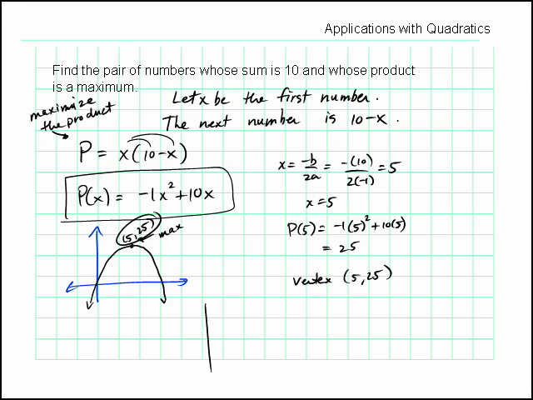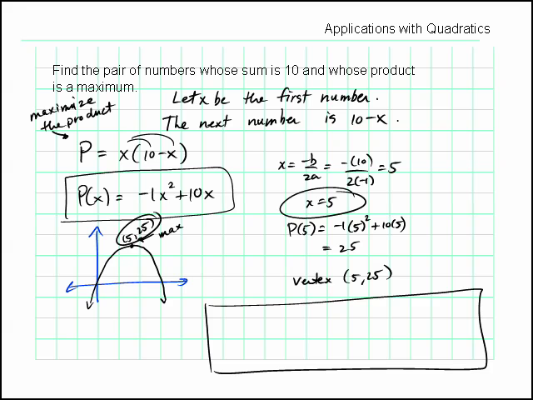Okay, and so we have the answer to our problem already. It says find the pair of numbers. Well, the first number is x equals 5. Now, if the first number is 5, then they have to sum up to 10. The second number is also 5.